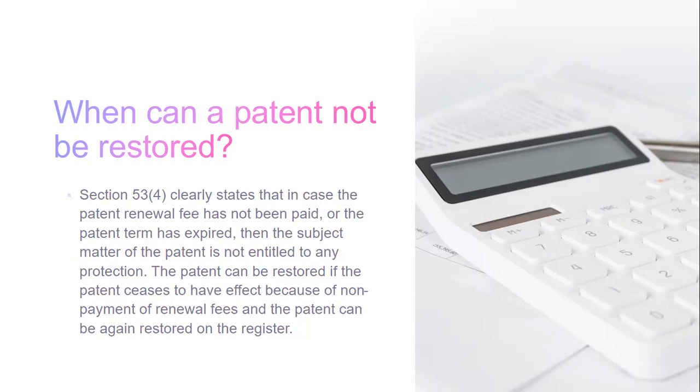But if the patent term has expired, you cannot do anything to extend that term. If the renewal fee has not been paid, you can restore it by making an application in Form 15 and paying the requisite fee, as we just discussed. The controller will examine whether the failure to pay was intentional or unintentional. Any person interested can oppose, and that is when your patent will come back on the register. But if the patent term has expired, nothing can be done. In either case, if the renewal fee has not been paid or the term has expired, the subject matter of the patent is not entitled to any protection. I'll just move forward.